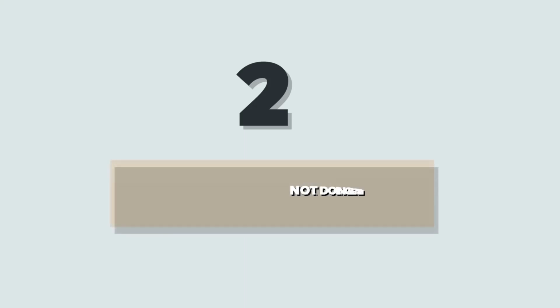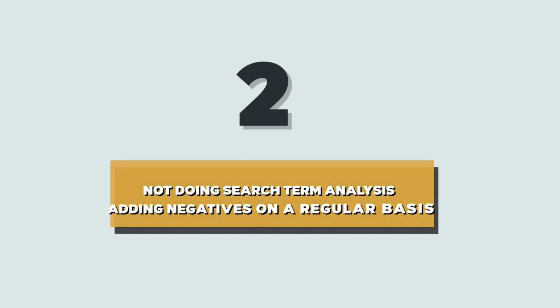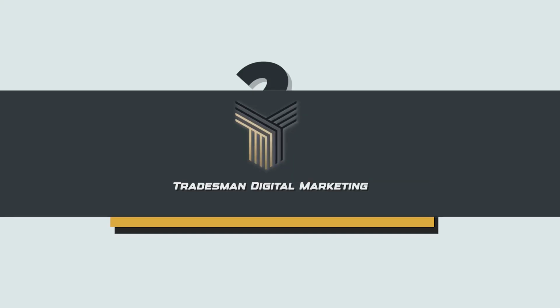The second mistake you could be making is not doing search term analysis and adding negatives on a regular basis. What I see so often is I'll go into accounts and they will either have 0 negatives added or maybe 10 to 100 negatives added, and then they never touch it again. The issue with this is if you're not looking through your search terms report, at least on a weekly basis, you're going to be appearing for keywords that you don't want to appear for.